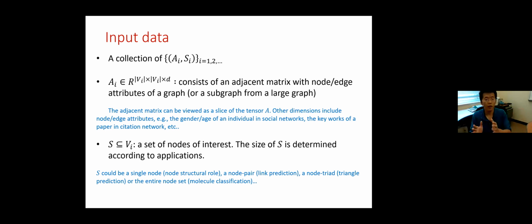And the second component of this tuple is a node set that we are interested in. Okay, and the size of this node set is determined by different types of applications. So it could be a single node, which is used in, let's say, node structural role learning, or it could be a node pair, which is used for link prediction, or maybe in some higher order sense, or even an entire node set, which is used for molecule classification.